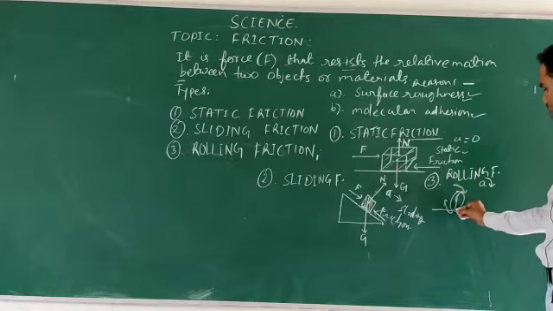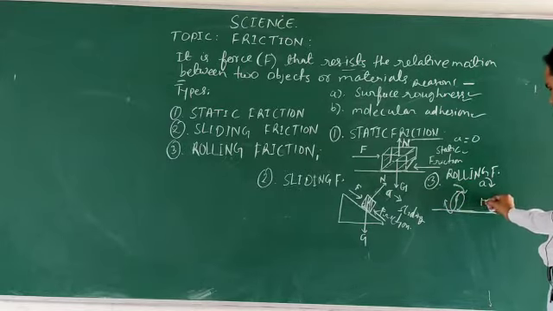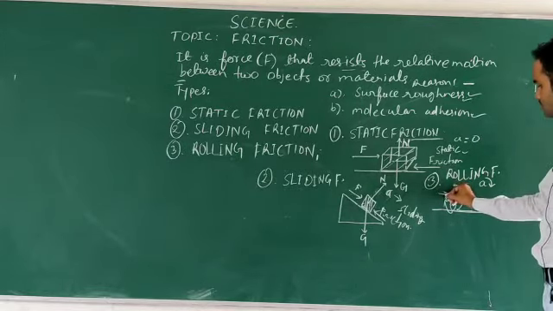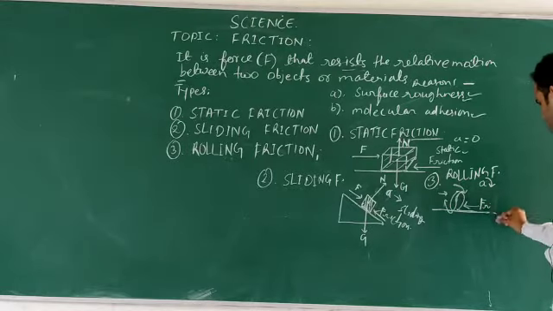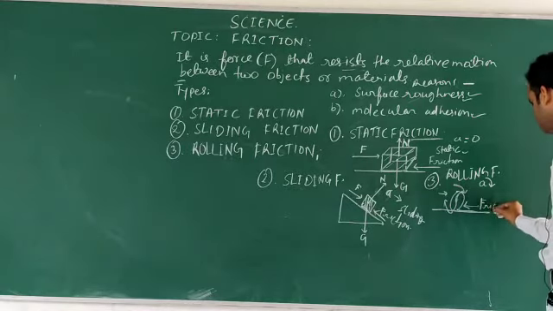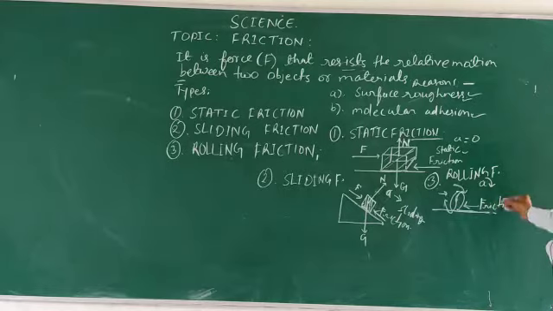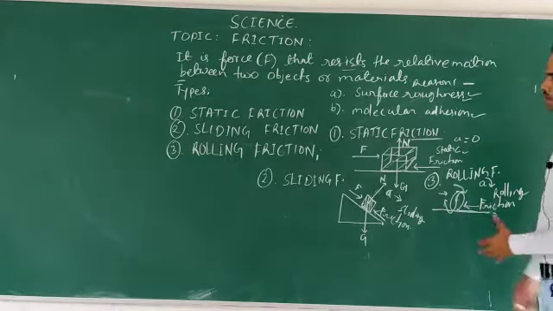There will be a force of friction which will act against the direction of motion. The frictional force will act in the opposite direction of the motion. This type of friction is known as rolling friction, because here the object is rolling. Now, I am talking about solids.